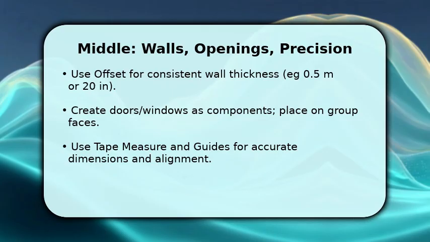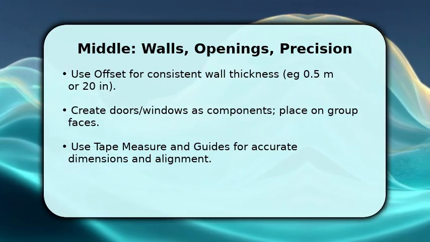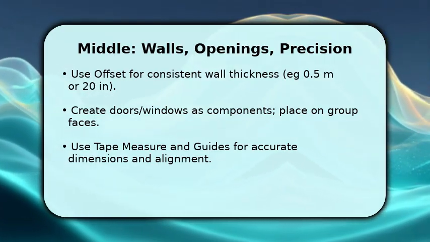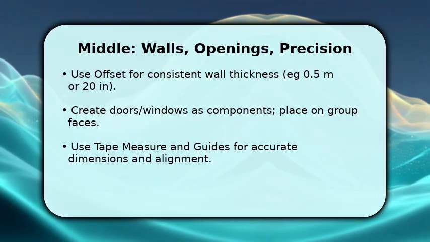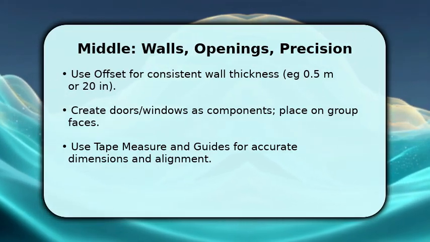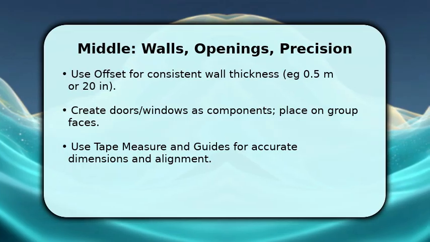Use tape measure to lay guidelines for jambs and clearances and the protractor for angled walls. Make sure to name groups and layers logically so you can hide or lock items when cleaning up and dimensioning.